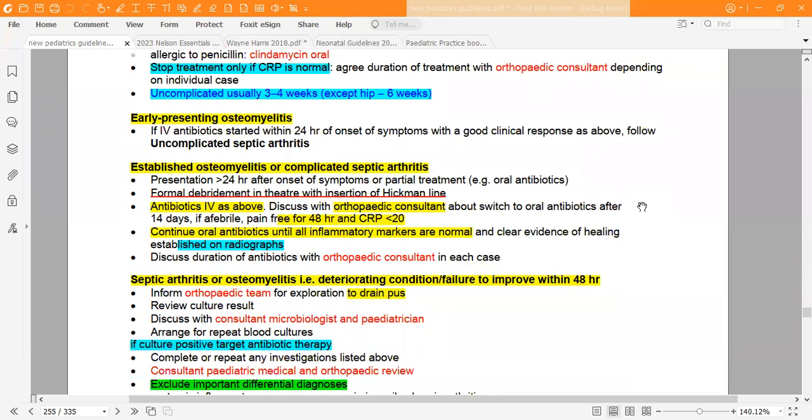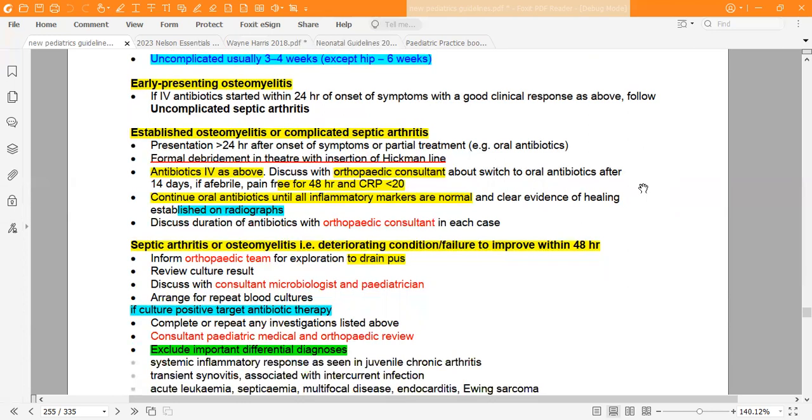Okay, established osteomyelitis or complicated septic arthritis. So for the presentations more than 24 hours after onset of symptoms or partial treatment with oral antibiotic: formal debridement in theater with insertion of Hickman line. Antibiotics, IV, as above. Discuss with orthopedic consultant about switch to oral antibiotic after 14 days, if afebrile, pain-free for 48 hours and CRP less than 20. Continue oral antibiotic until all inflammatory markers are normal and clear evidence of healing established on radiograph. Discuss duration of antibiotic with orthopedic consultant in each case.